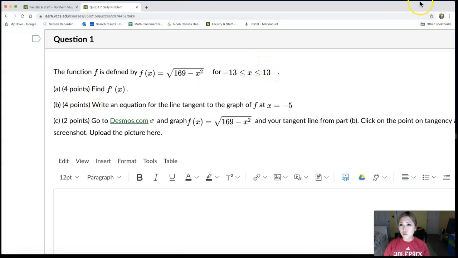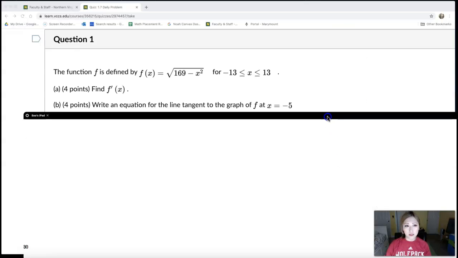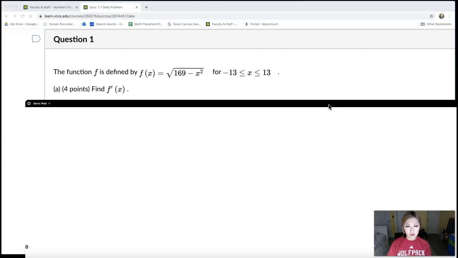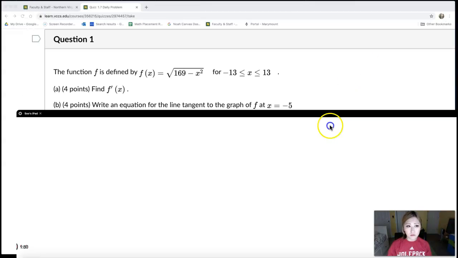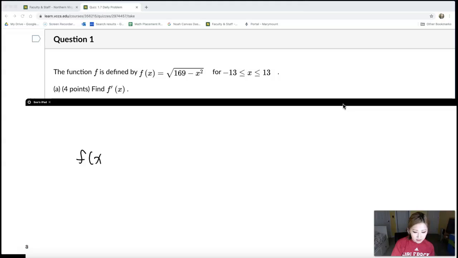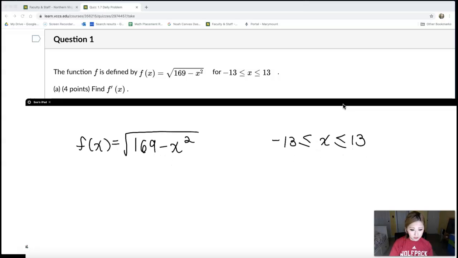I'm going to do the work on a separate sheet of paper. I could type the work, but I think I'm going to just screenshot and upload the notes. So here's what it is. I will write down f of x. Oh, it slowed down on me. One second. I'm just going to open up a blank note. Okay, f of x equals the square root of 169 minus x squared, and the domain is from negative 13 to positive 13. Okay, I'm going to go ahead and find the derivative of this.